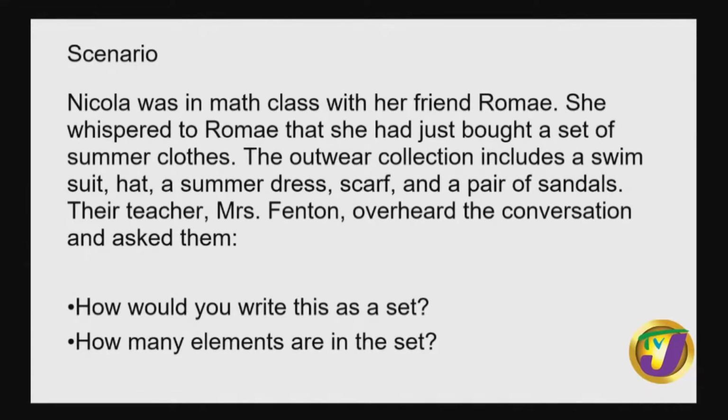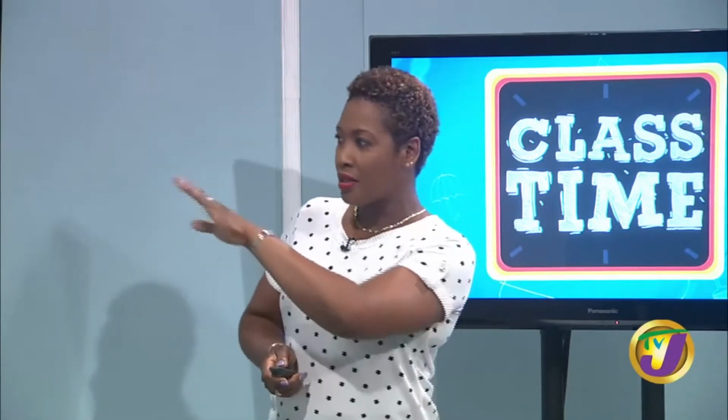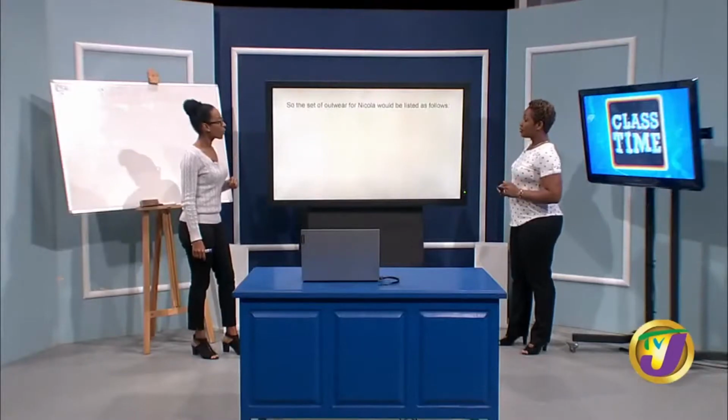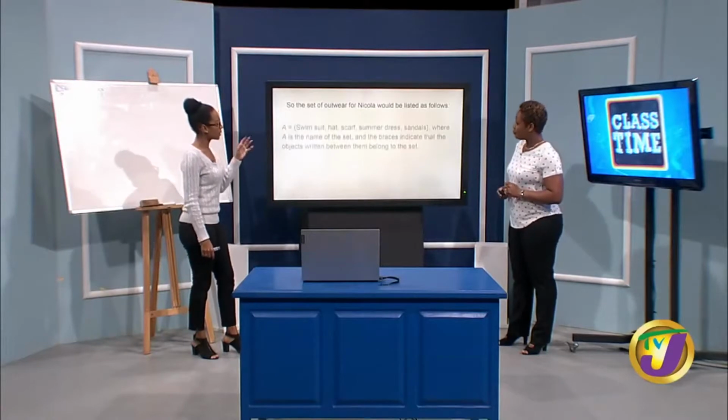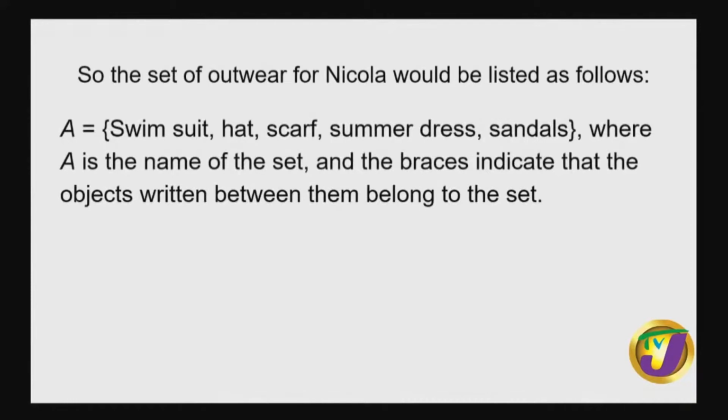All right. So we just established that a set is a collection of organized things, and we did say that it must have something in common. They already spoke about the set of summer clothes. So pretty much we want to look at all the things that they would have said: the swimsuit, hat, summer dress, scarf, and sandals. Let's just put that in a set. And we need to name our set too. So the set of outwear for Nicola would be listed as follows, and we're going to name this set A. So A equals the set of swimsuit, hat, scarf, summer dress, and sandals.